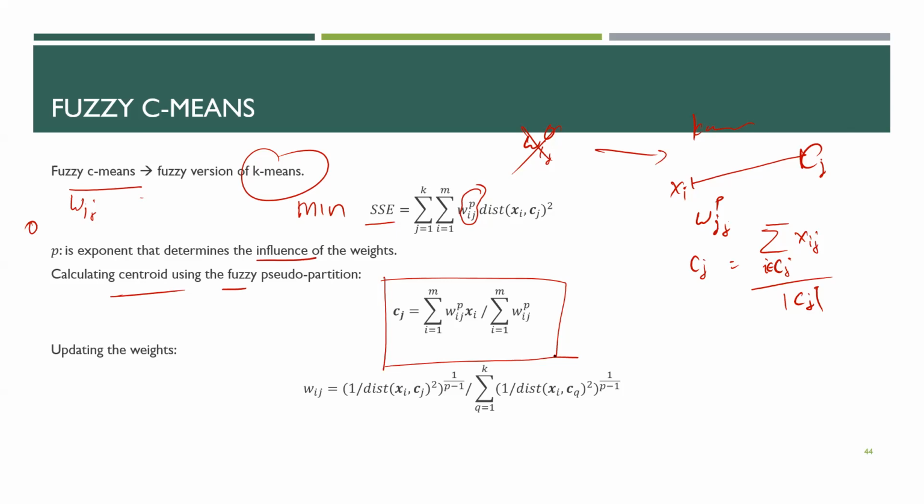And then updating the weights. We have to update the weights. So this is the equation to update the weights. Every time after we update the centroid, we also have to update the weights. Here we update the membership degree of each data point for each cluster.